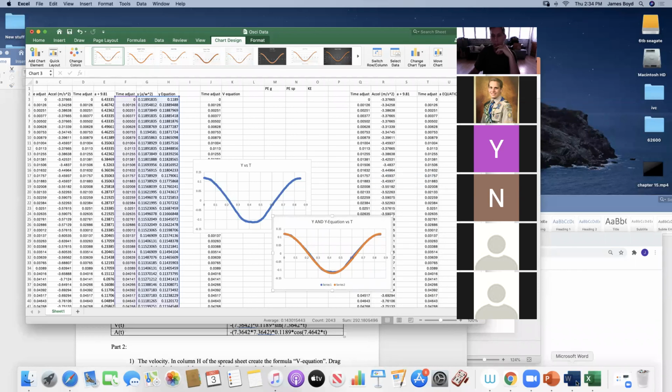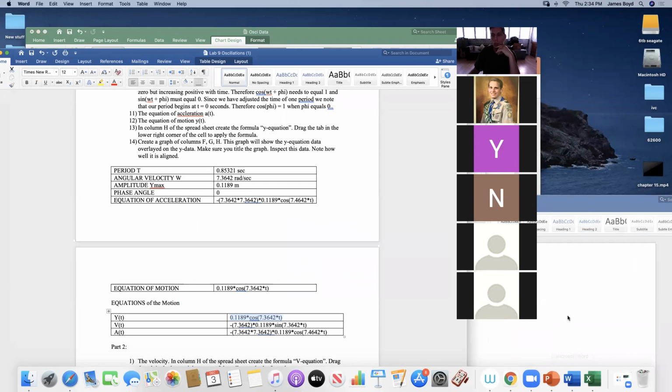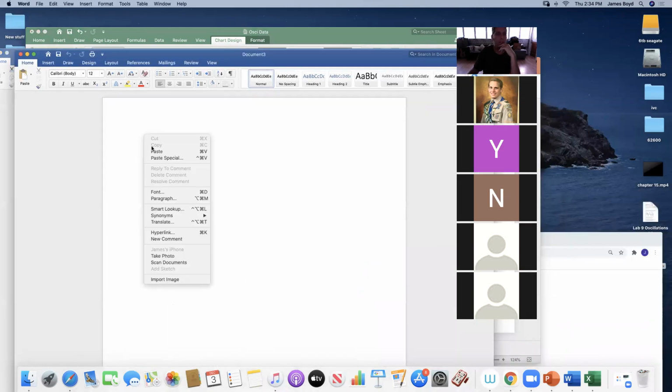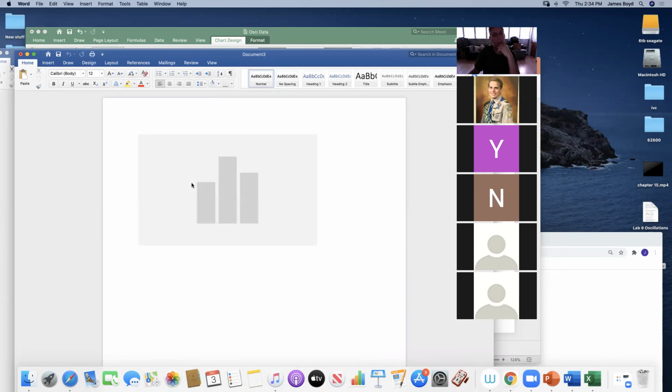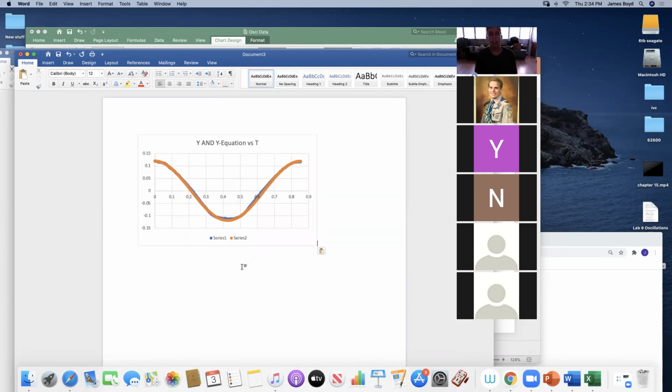Now, this graph I do want you to keep. Copy it, go to that Word doc that I said to create, and paste it in. And let's look at this. So the y equation is actually the orange line. And you can see, if I got rid of series 1, it's like a perfect cosine wave. Our blue is our actual data, and it doesn't exactly overlap. It kind of does, but it doesn't exactly overlap.